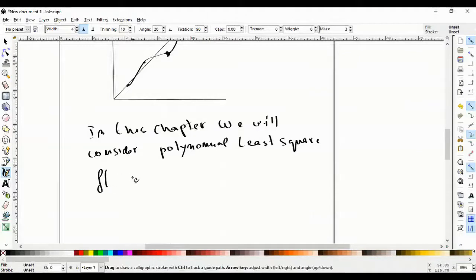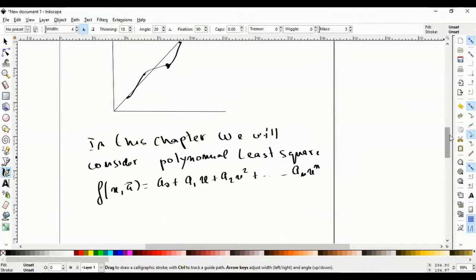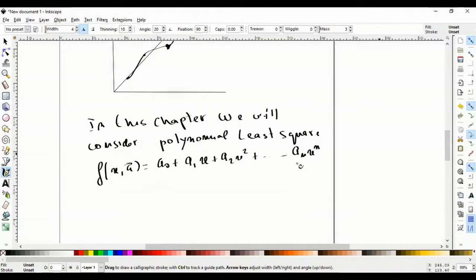So in this case, f of x, a would be a polynomial of order n, so a0 plus a1 x plus a2 x squared plus, up to an x to the n. So these are the different parameters that you need to determine.